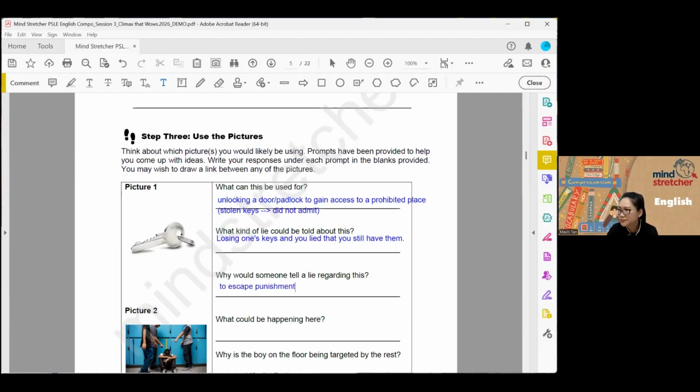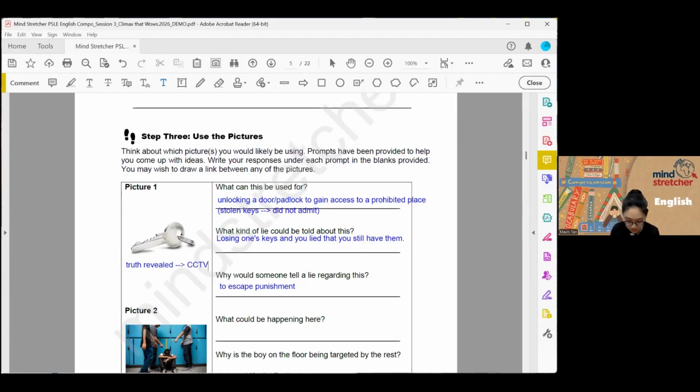To escape punishment. Okay. But let me ask you, how could the truth be revealed for such a storyline? How could the truth be revealed? CCTV, it's everywhere in your school or in the void deck, right? Or sometimes some people have CCTVs just outside their homes. Okay. So CCTV, possible.